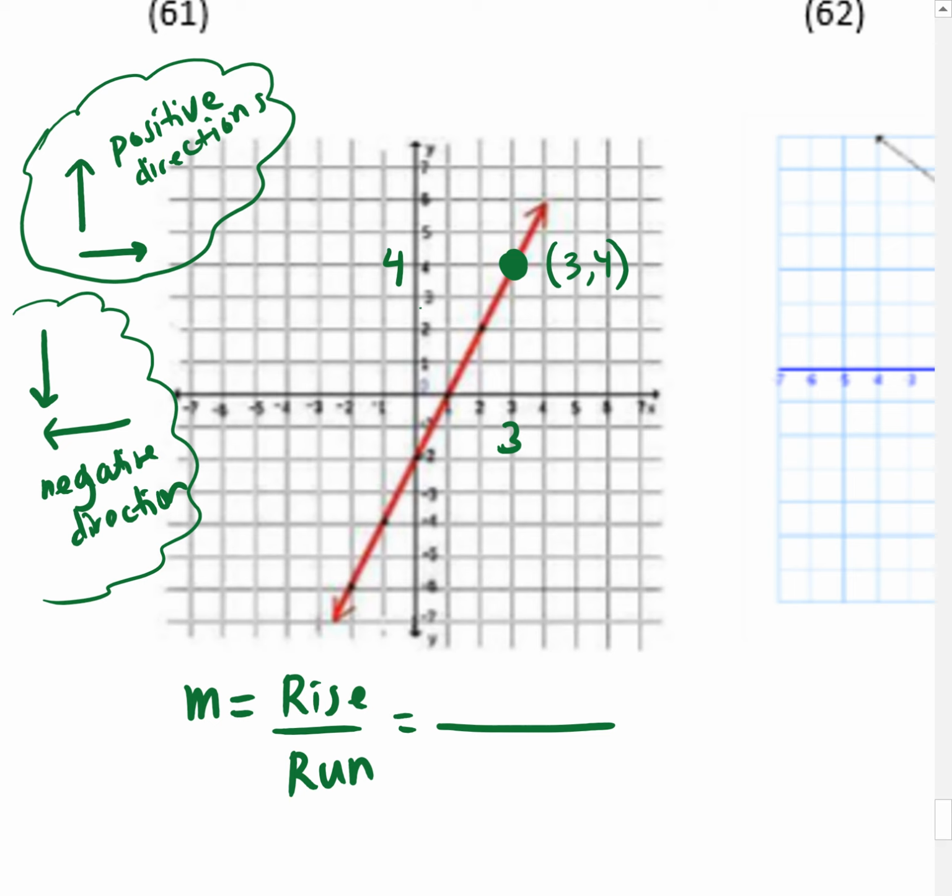And you can choose any other point. Just try to make it so it's on a corner of the grid, like maybe this guy right here, for example. That's a point 1, 0.